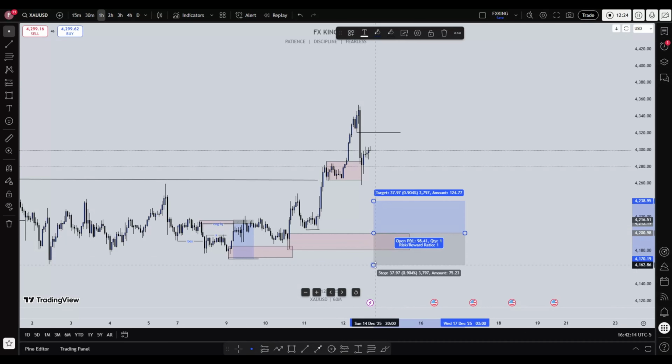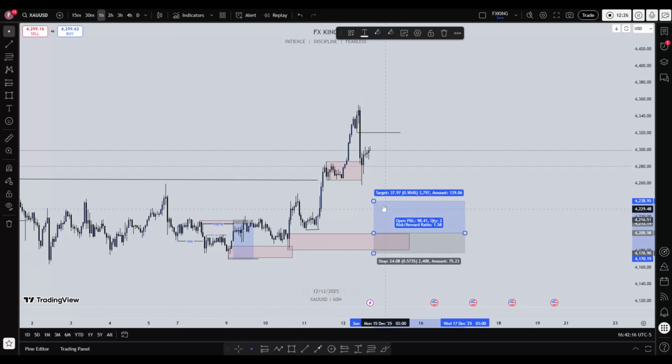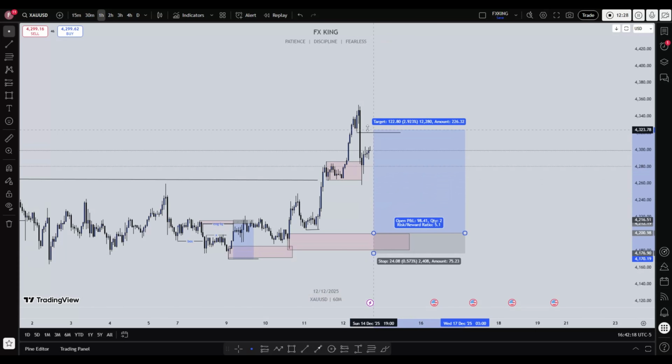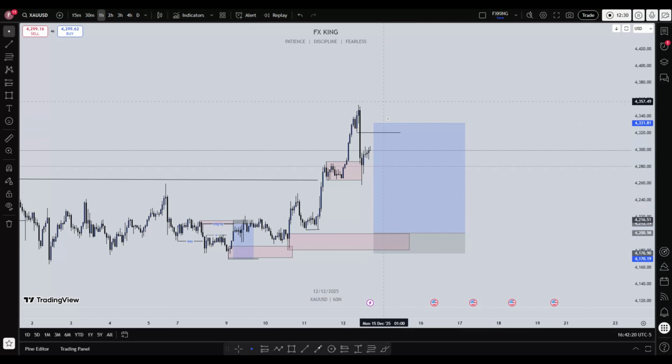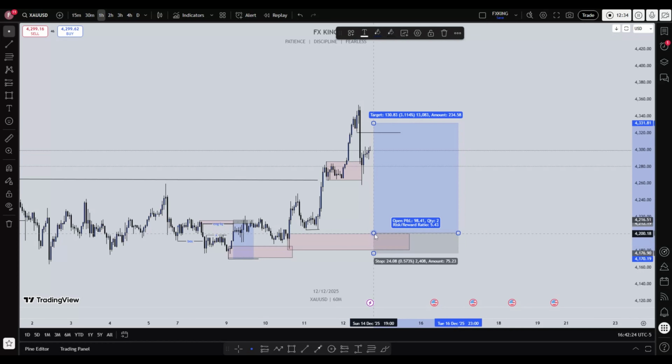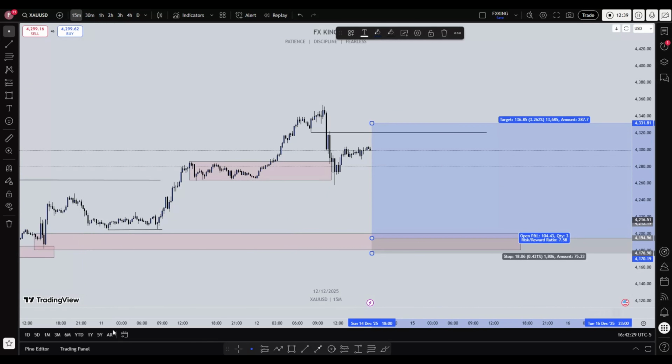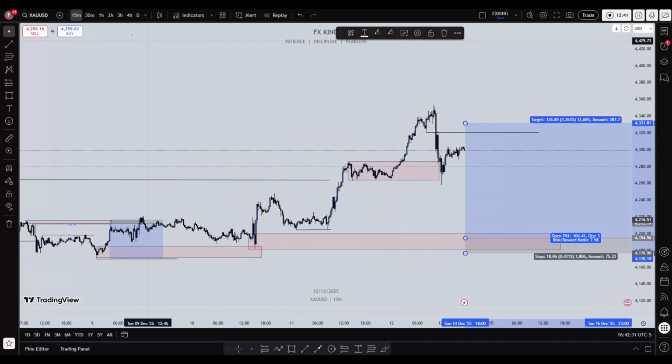maybe a 1:, let me see, we need to target somewhere around here. That should be around 1:5 or even more, right? If you refine this zone, let me look at it again. 15 minutes time frame, on the 15 minutes time frame, 5 minutes.